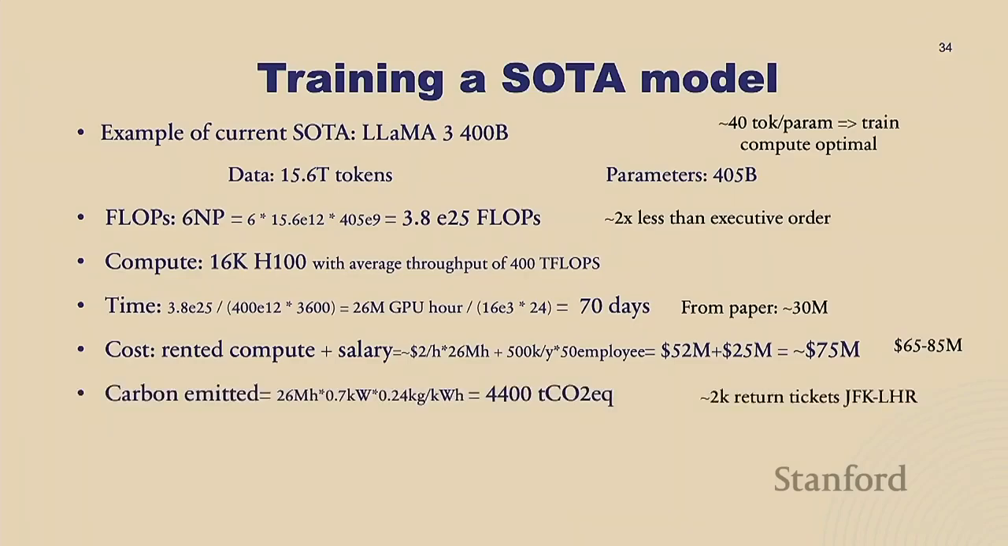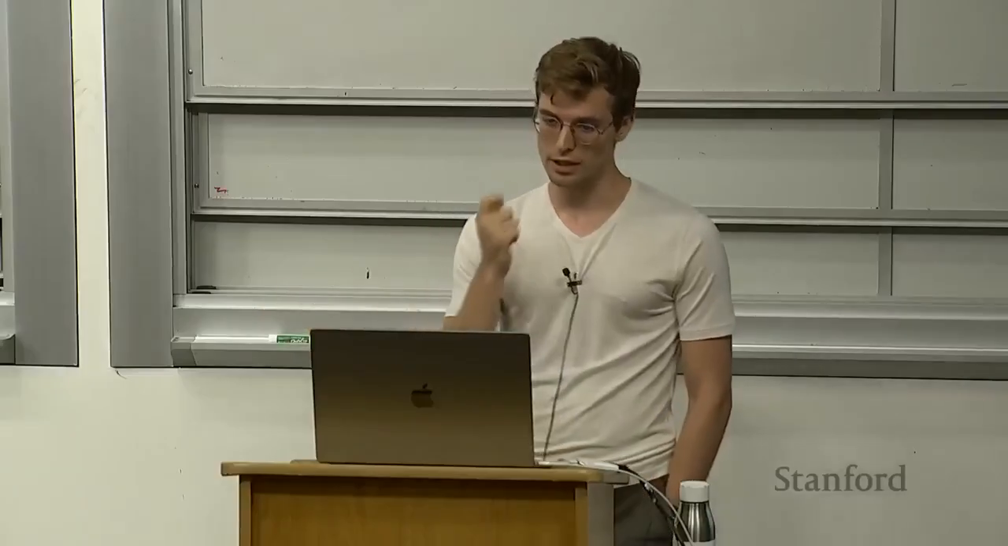Carbon emitted: a lot of people might ask, because cost is not the only thing that is important. So I did the computation. It's around 4,000 tons of CO2 equivalent. That is actually only 2,000 return tickets from JFK to London. So right now, carbon emitted is huge, but it's not meaningful yet. I think in maybe GPT-6, GPT-7, once you multiply this by 100, that might become a real issue. Right now, I think it's still not an issue in the grand scheme of things.